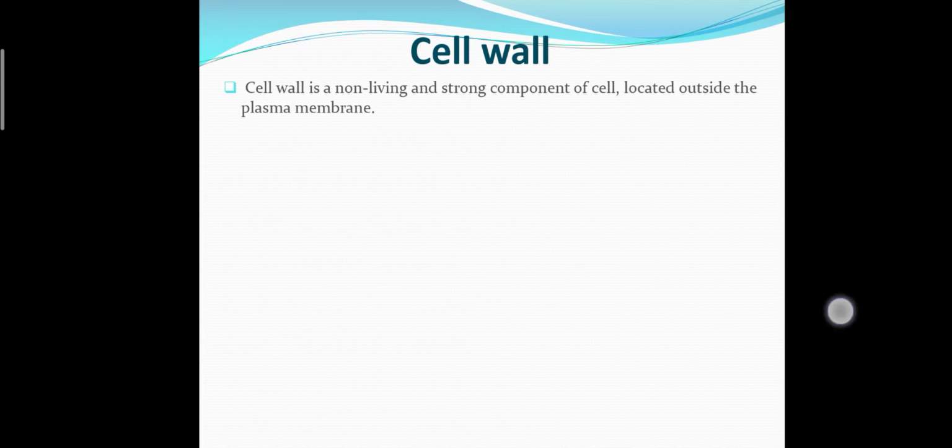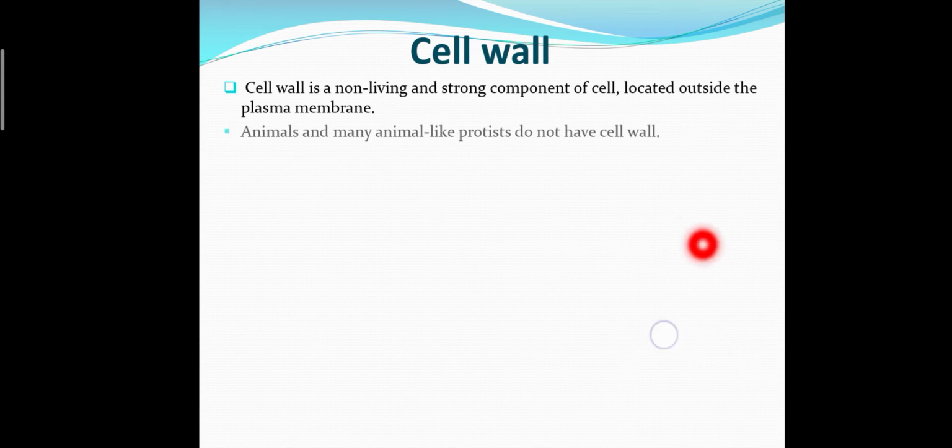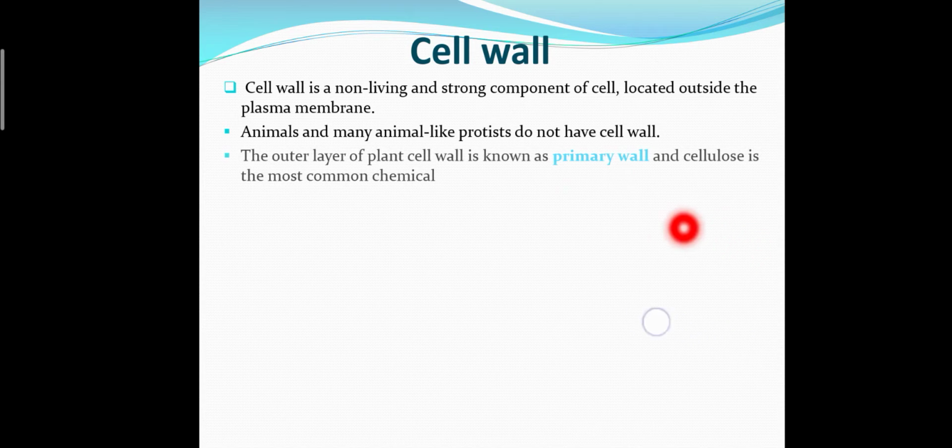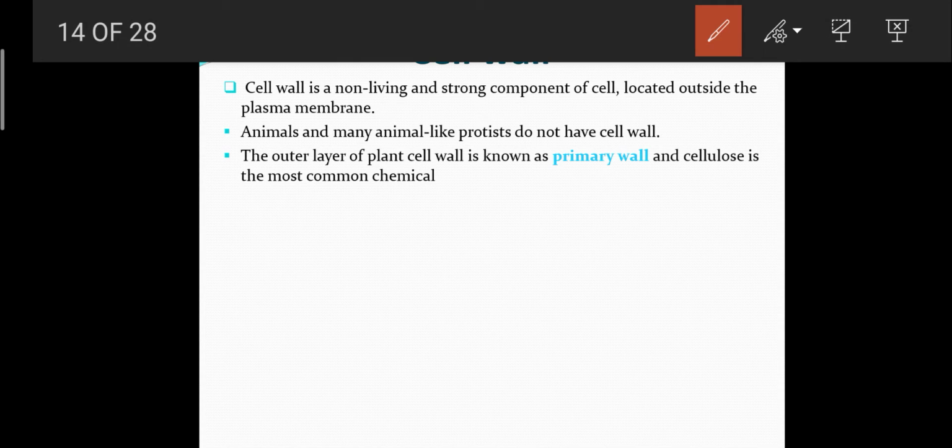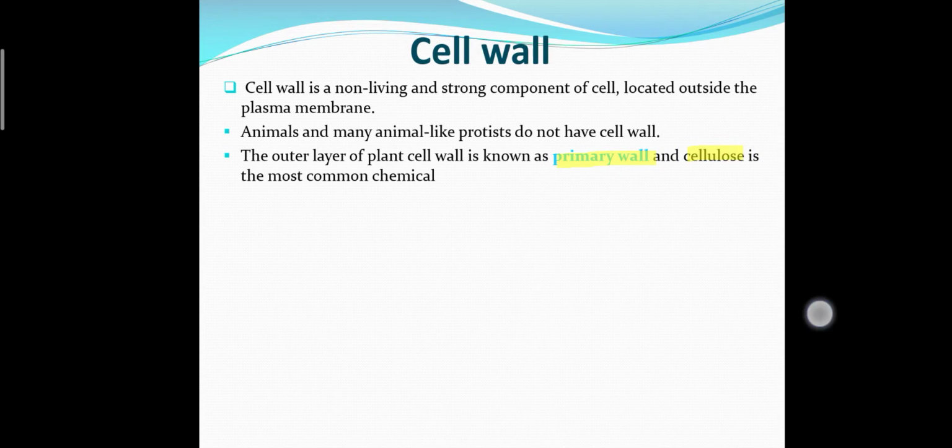Now we will talk about the cell wall. The cell wall is a non-living and strong component of the cell that is located outside the plasma membrane. Animals and many animal-like protists do not have a cell wall. The outer layer of the plant cell wall is known as the primary wall, and cellulose is the most important component.